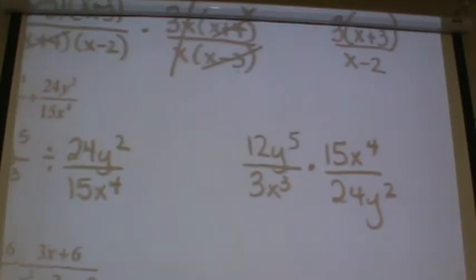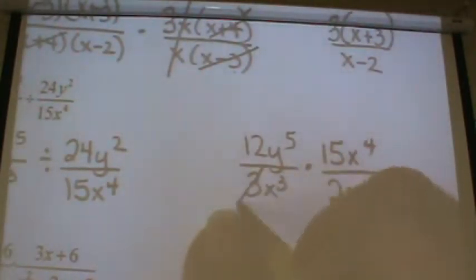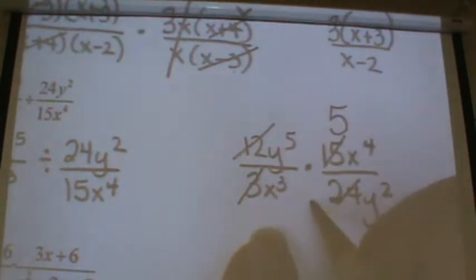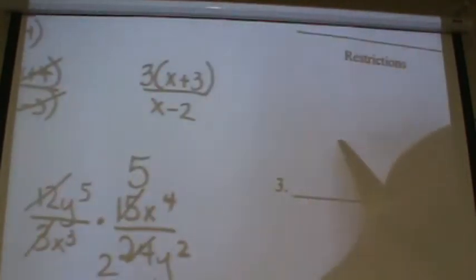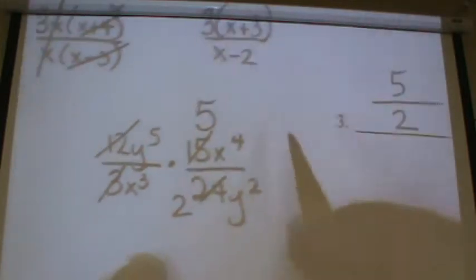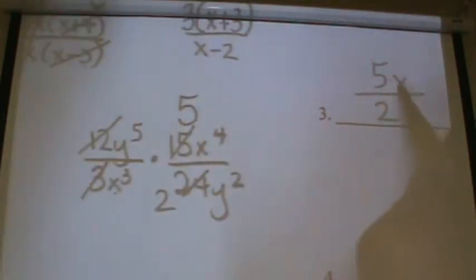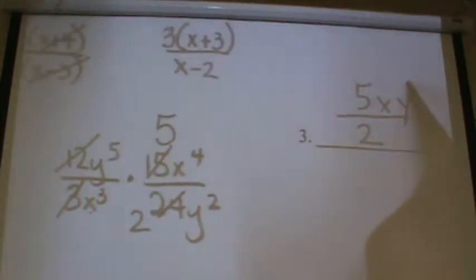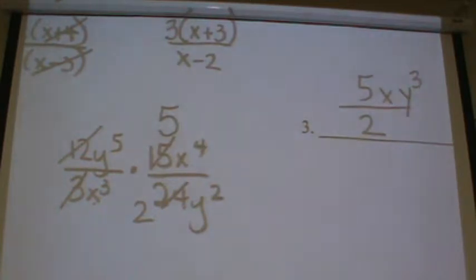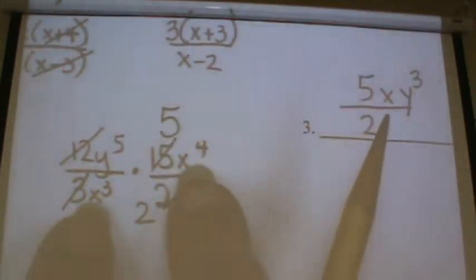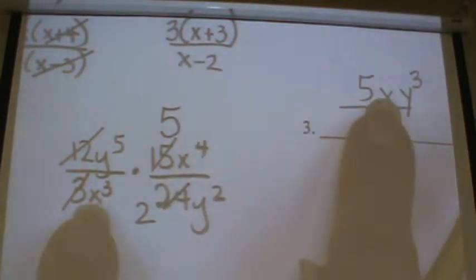Okay, let's work on the numbers first. 3 goes into 15 how many times? 5. 12 goes into 24 2 times. So I know I have 5 over 2. How many x's and y's do you have on top and the bottom? There's gonna be 1 x left on top and 3 y's on top. You have 2 x's here and 3 x's here and 4 here, so that means there's 1 x left.